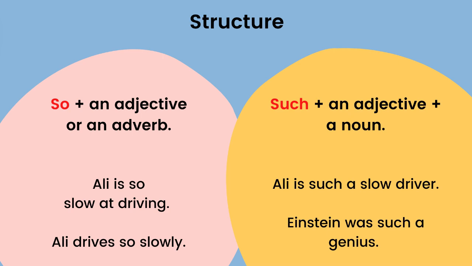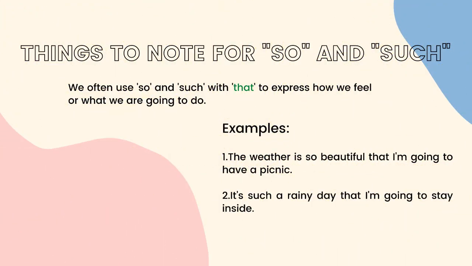And the second structure for such is simply such plus a noun. For example, Einstein was such a genius. So here we have such plus the noun, genius. I hope you understand the meaning much better now. The meaning between so and such is actually the same, the difference is in the structure. So let's look at the things that we have to note for so and such. Actually there is just one thing we're going to focus on, one thing that we have to note, but it's very important because it can expand your sentences to make them longer, and more interesting and descriptive.